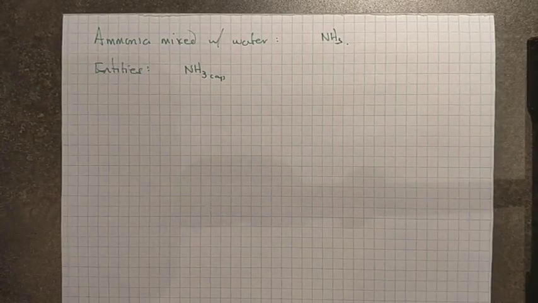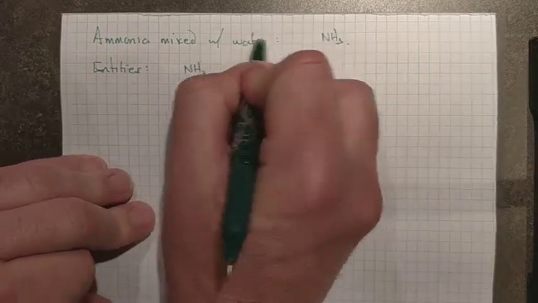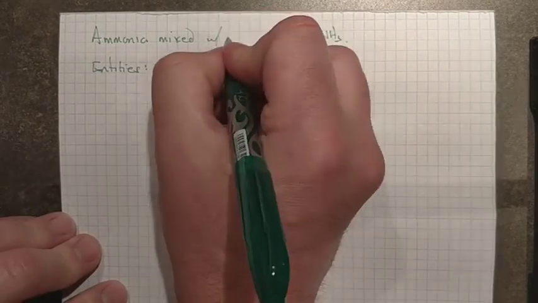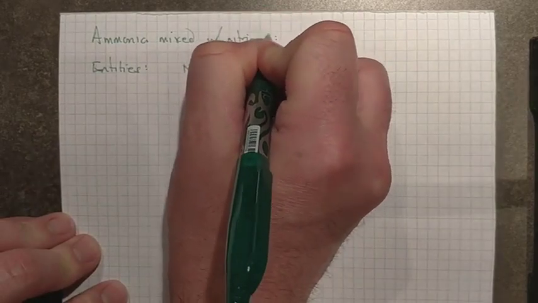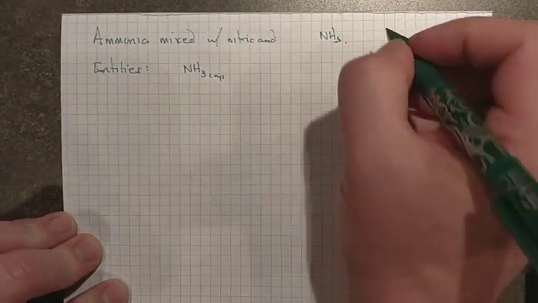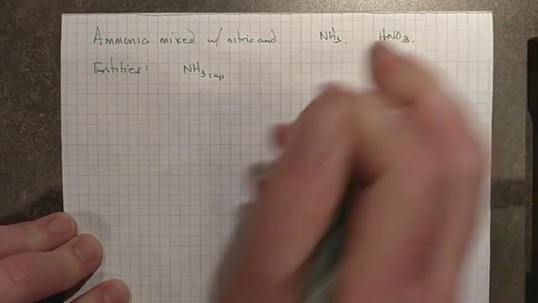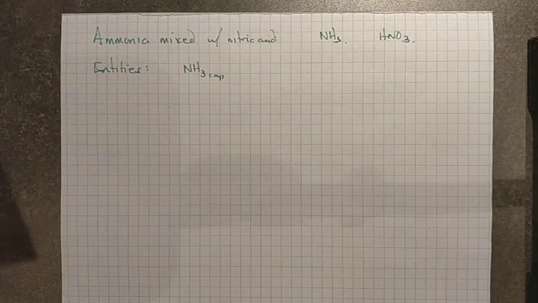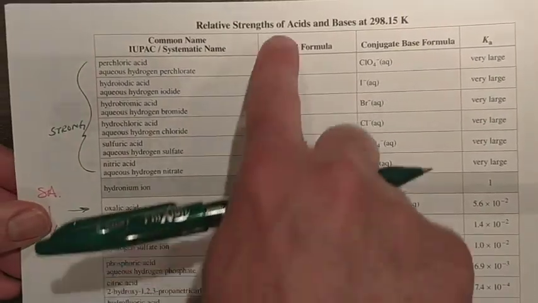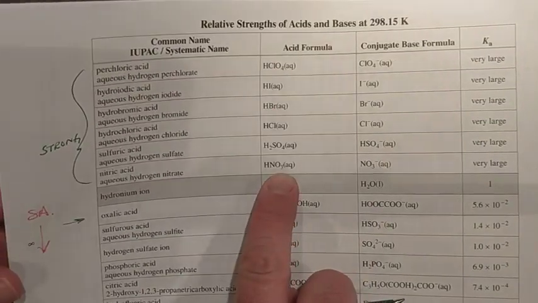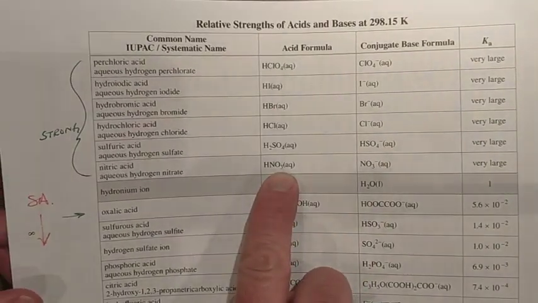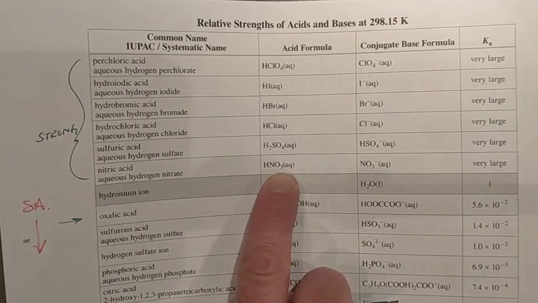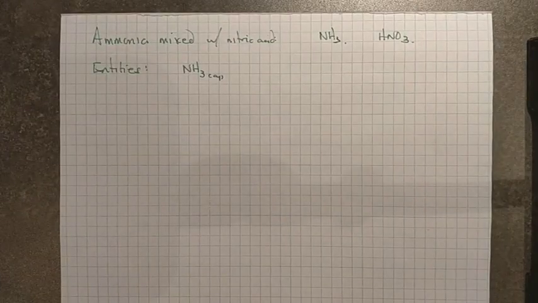On the other side here, it's not mixed with water, it's mixed with nitric acid. And so nitric acid is HNO3, another molecular compound, but we need to figure out for this acid, is it one of the strong or is it one of the weak? When we take a look on our table here, we see that nitric acid is one of our strong acids, which means it will react completely with water to produce hydronium and its associated anion of nitrate.